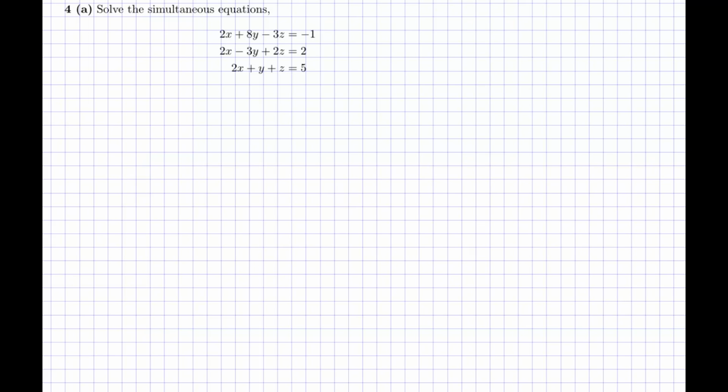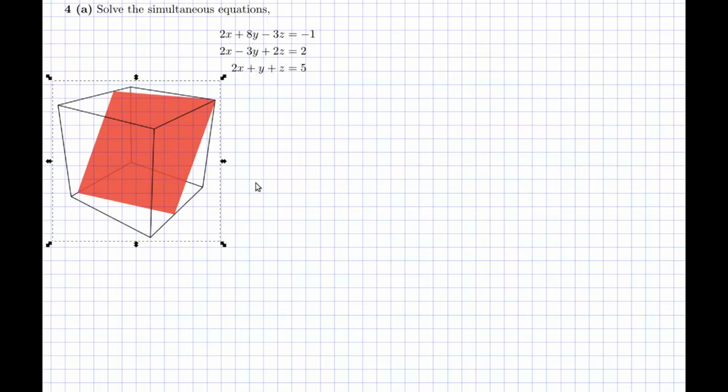In question 4, the first thing you're told to do is to solve these three simultaneous equations. Now, first of all, these equations are equations of the plane, so to speak. A plane just being a big flat sheet that goes on forever in all directions. So, for example, here's one plane, and the borders of this plane aren't really borders. I'm just looking at a particular slice of this plane.